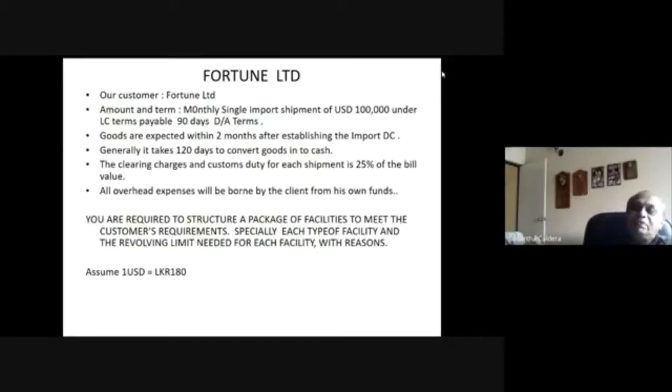Because after 30 days, they will receive the full money for the first shipment. We will settle the loan. Once we settle the loan, again the loan liability will be open, and we are ready for the second accepted bill to be settled.